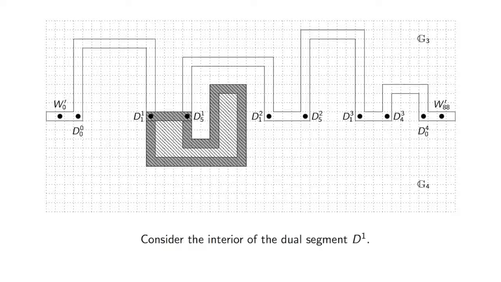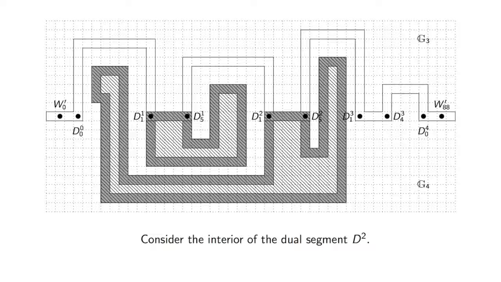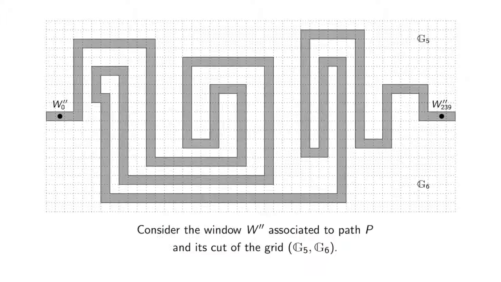Here is the interior of the first dual segment. This interior is hatched and its window is in gray. The window W prime is white. Remark that this interior is a subgraph of G3. Here is the interior of the second dual segment. Here is the interior of the third dual segment.